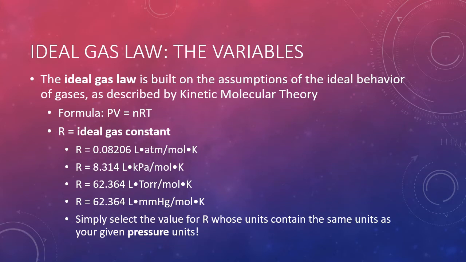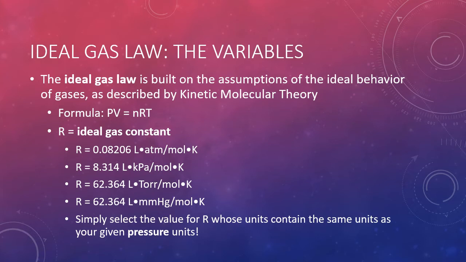R is the ideal gas constant. You will notice that R appears in other equations as well that we will talk about later on. R has different values depending upon what units are included. For example, the value for R, if atmospheres is involved, is 0.08206 liter atmospheres per mole Kelvin. Other values for R are provided on the screen here, for kilopascals, torr, and millimeters of mercury.